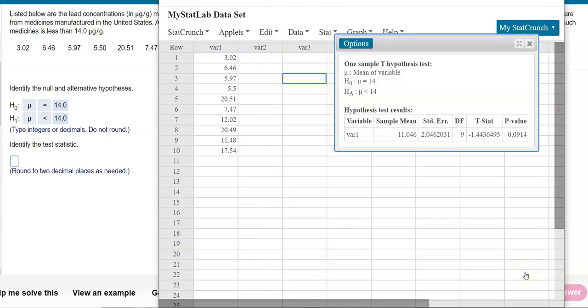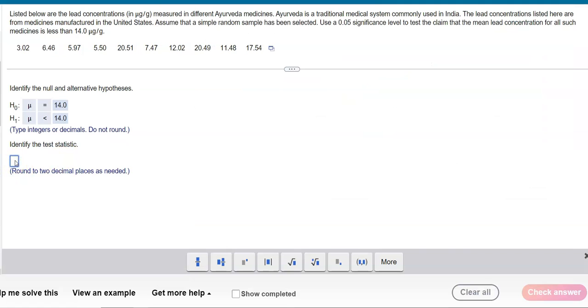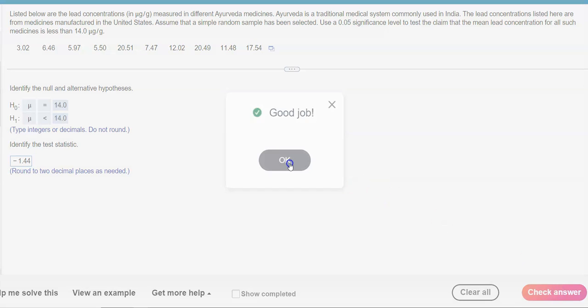The test statistic is right here where it says t-stat. This number right here is our test statistic. So I'm going to copy that and come over to my MyMathLab and paste it. This said to round to 2 decimal places. So if I start at the decimal point and go 2 numbers after it, I'm at that second 4. To know how to round, I look 1 number further to the right and I see a 3. A 3 means we round down, so we're going to leave that second 4 as just a 4.